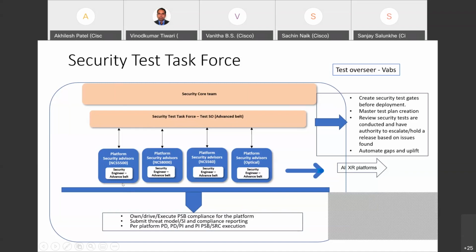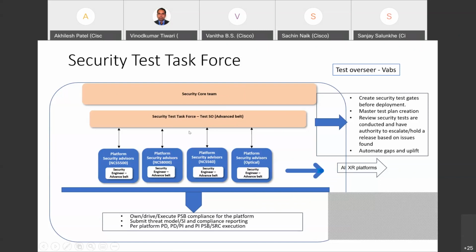Each platform needs to have a security engineer who executes it and understands the expectation, similar to what we are also telling for the functional spec level. They are the ones who own the bottommost table. That is the expectation of the security test engineer. They own, drive, and execute PSP. They submit the threat models, review technical aspects of it, and identify the PD changes, PI PD changes.